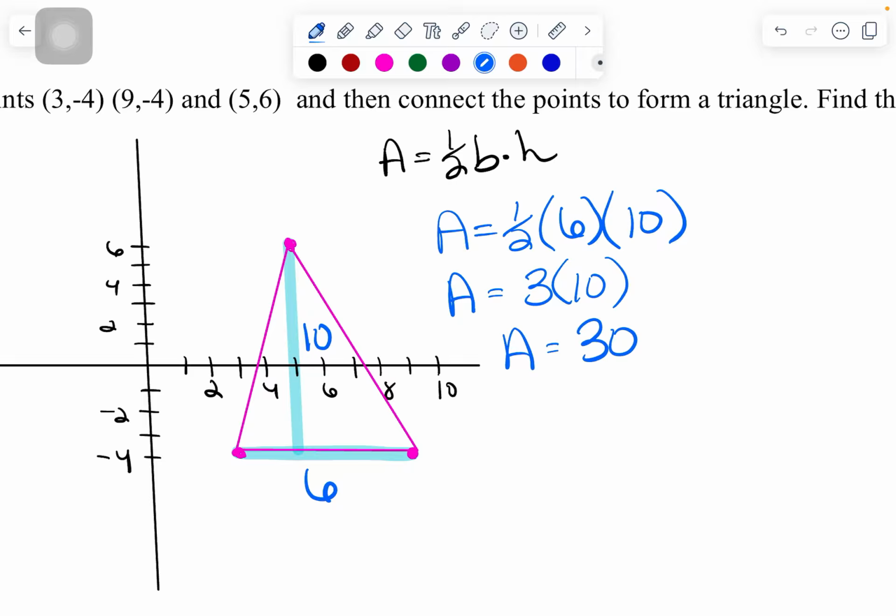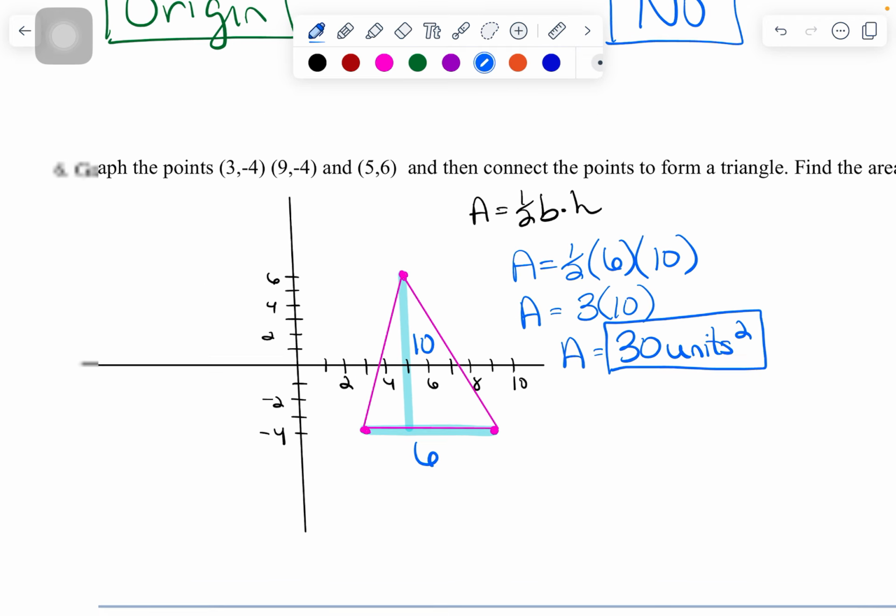Now, I don't know what units these are. They could be inches, meters, miles. I don't know. But because we're talking about area, I'm going to call it units squared, or you could use square units. Area is always a square measurement, whether we're talking about square feet, square miles, square millimeters. It's a square unit because it's how much it takes to cover something.